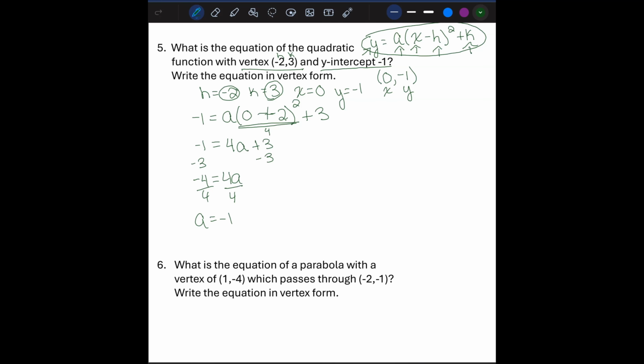So now I just take and write my equation. I'm going to use function notation. So f of x equals, my a goes first. So -1. Now, since it's -1 times something, I'm not putting the 1. I'm just going to put the negative. And then x minus my h value, which is -2. So again, that makes this plus 2 squared plus k, which is 3. And that is the equation in vertex form.